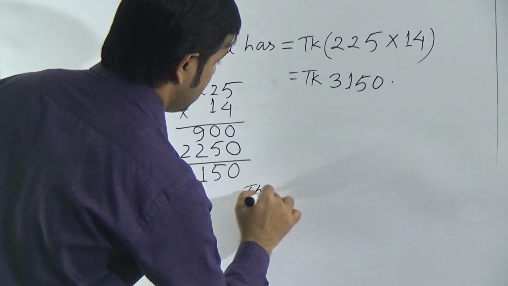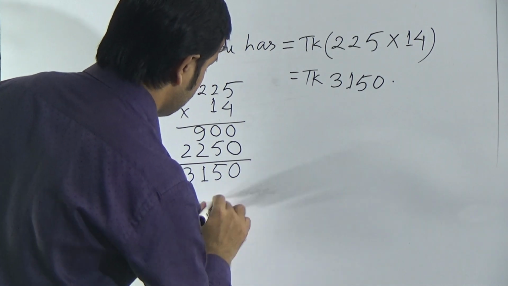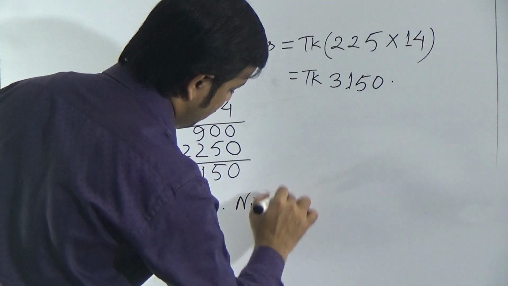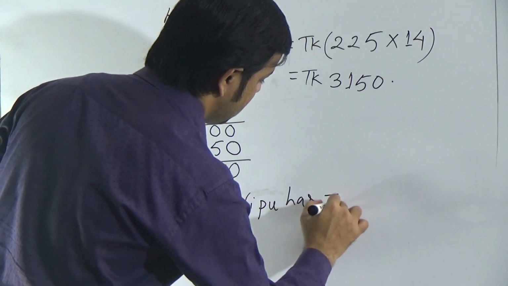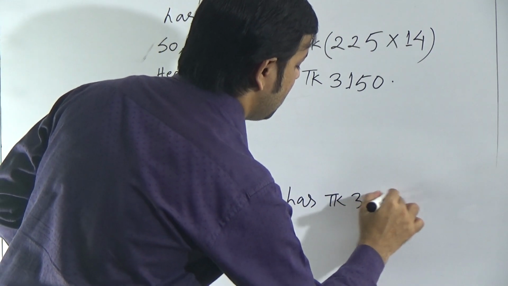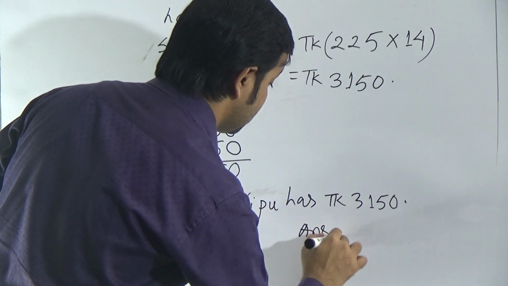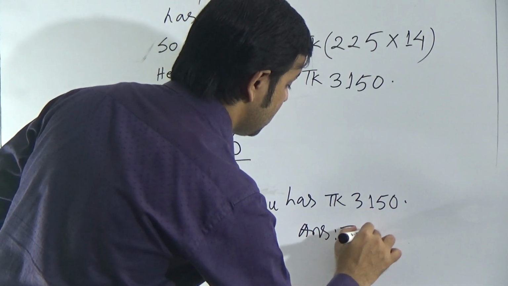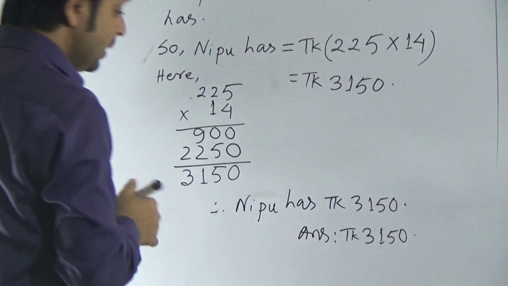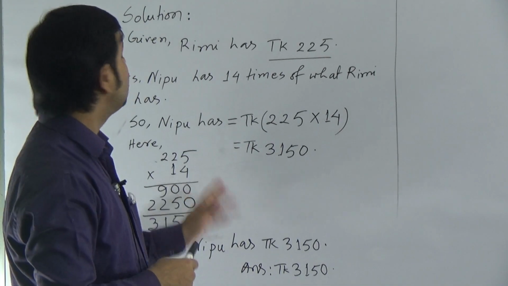We can write therefore Nipu has taka 3150. So our required answer for this question is taka 3150. Dear students, I hope you have understood our first question.